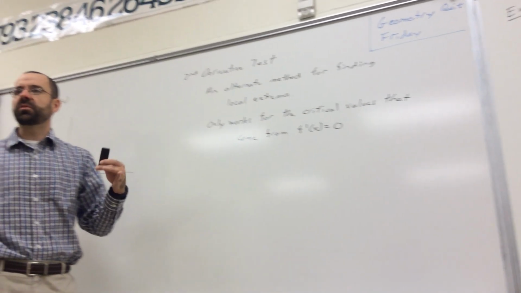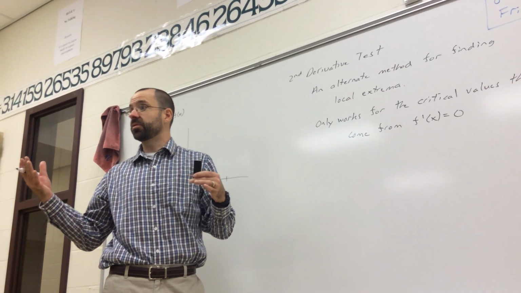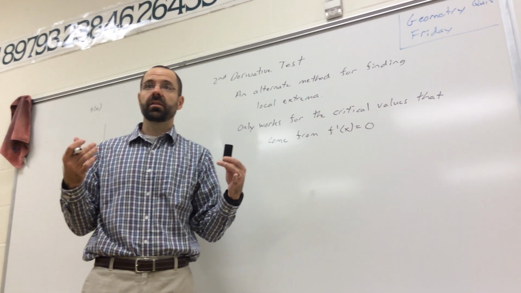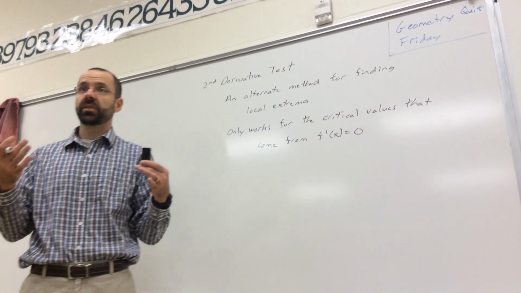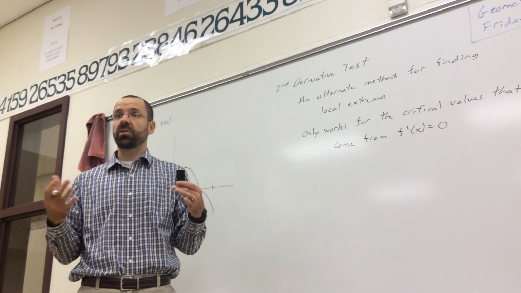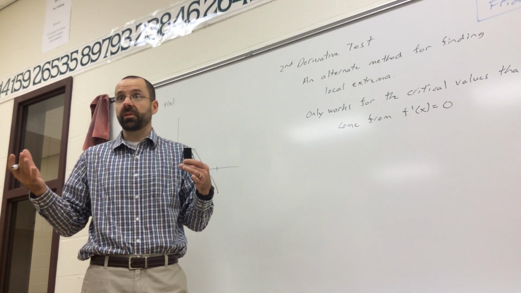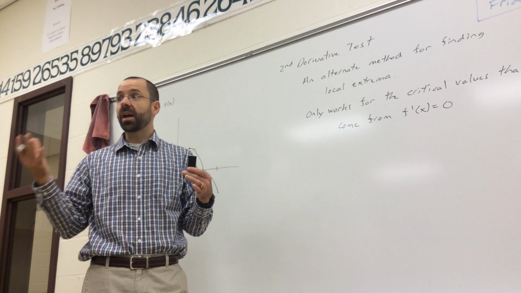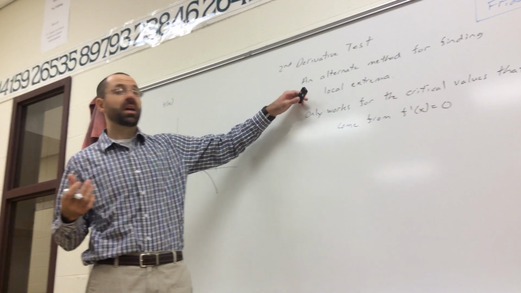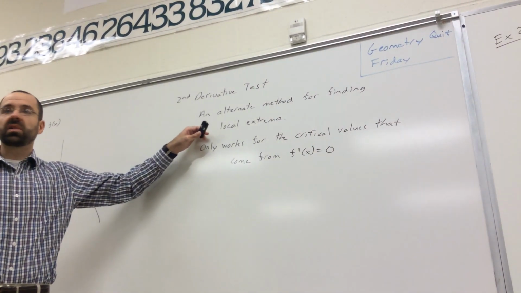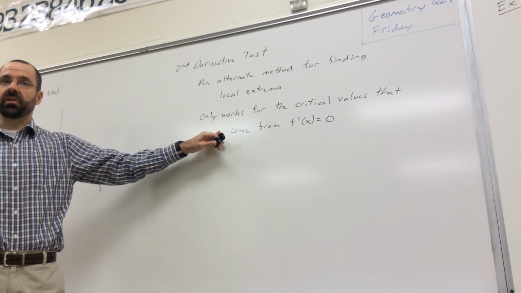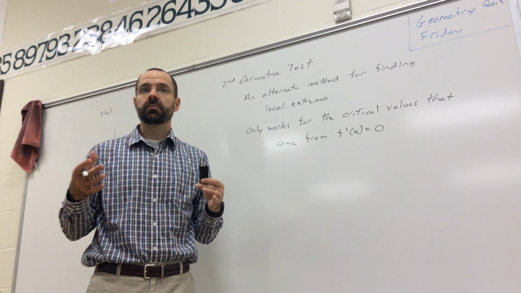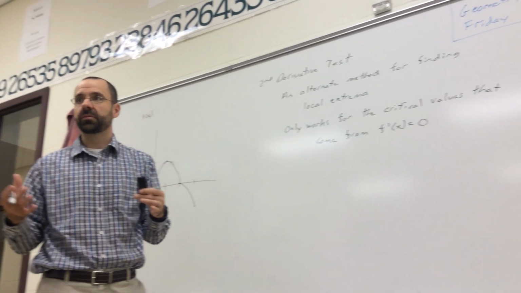So there are two types of critical values, right? There are some critical values that come from f prime being 0, and then there are others that come from f prime being undefined. All of those values are called critical values. And all of those could be places where there are local extrema or even absolute extrema. So critical values are important for all those reasons. But there's two types of critical values. And this alternate method only applies to the ones that come from f prime equal to 0. So you're not going to be able to use this method if f prime is undefined somewhere. It won't work for that.